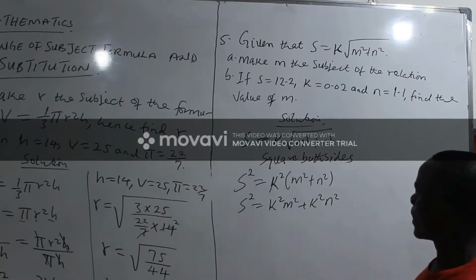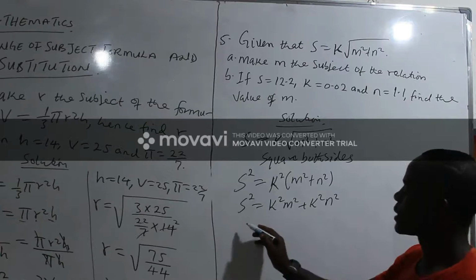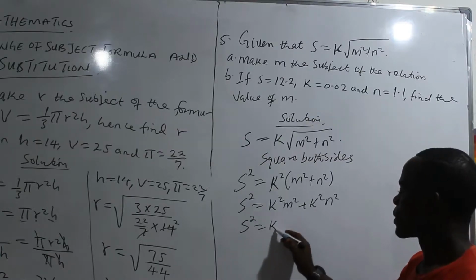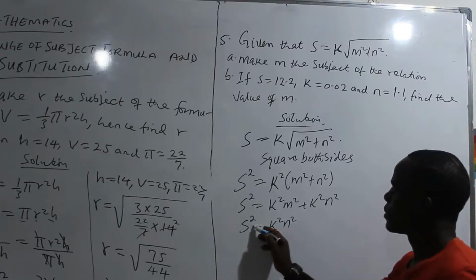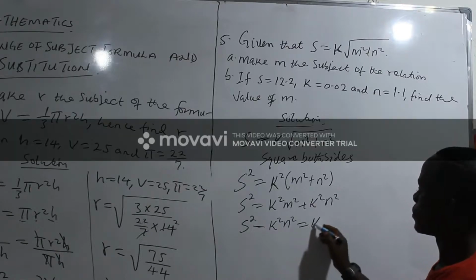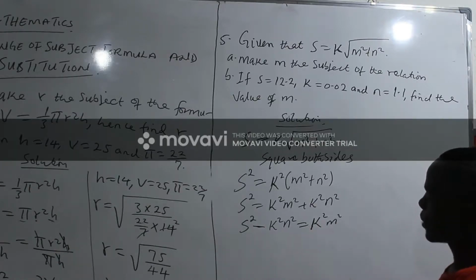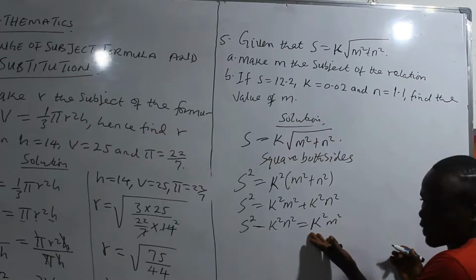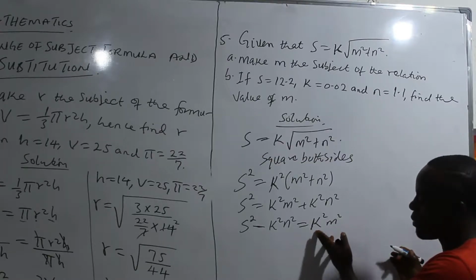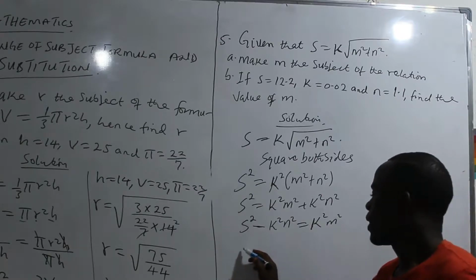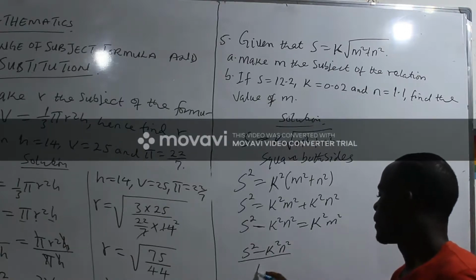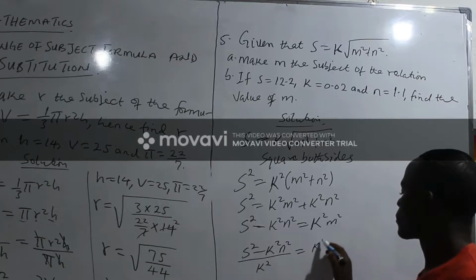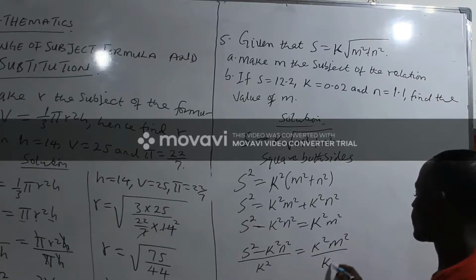So, for us to be able to make M the subject, we have to take this one back on this side. Sorry, S squared minus K squared N squared is equal to K squared M squared. So, you can see that the M is already here and is attached with K squared. So, to get rid of this K squared, we have to divide both sides by K squared, and we now have S squared minus K squared N squared all divided by K squared is equal to K squared M squared all divided by K squared.